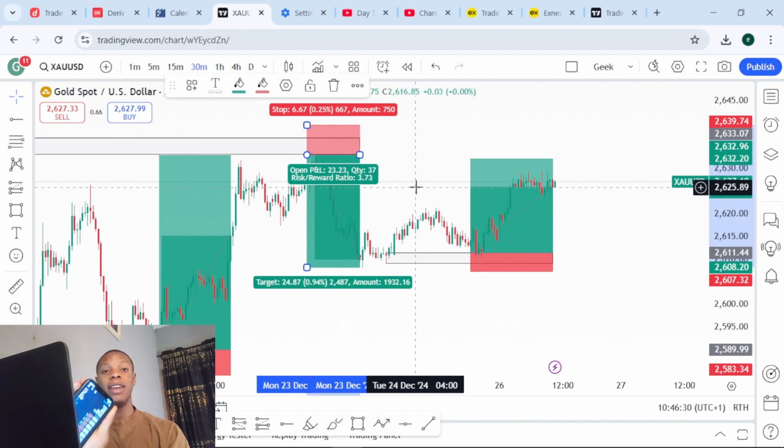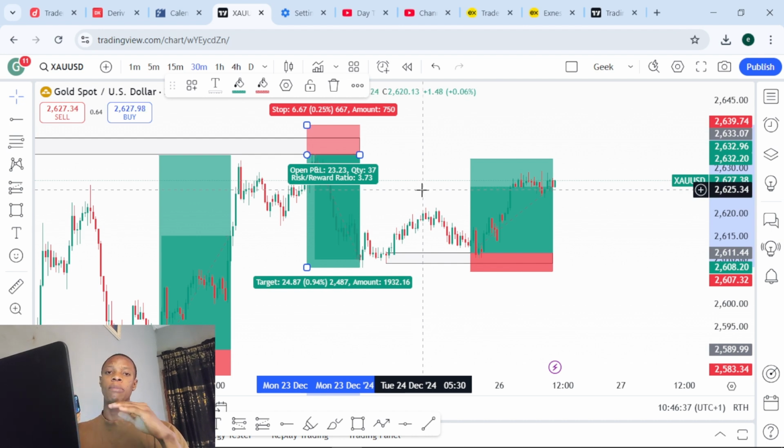From an $11 account. This was just a little account. This is not my main trading account, right? I just flipped this from $11. So anything is actually possible in trading.